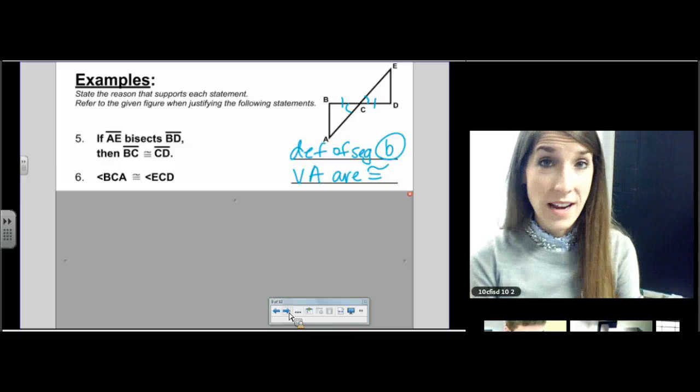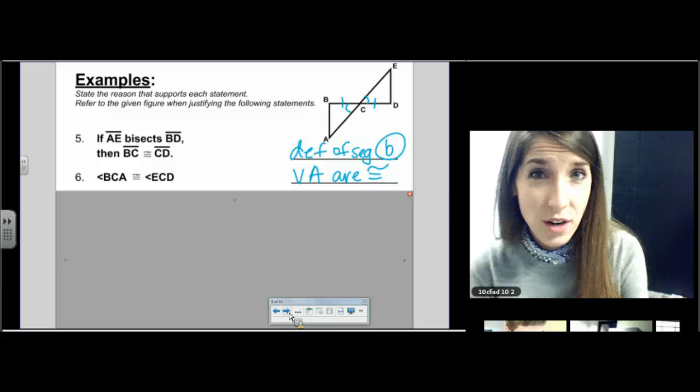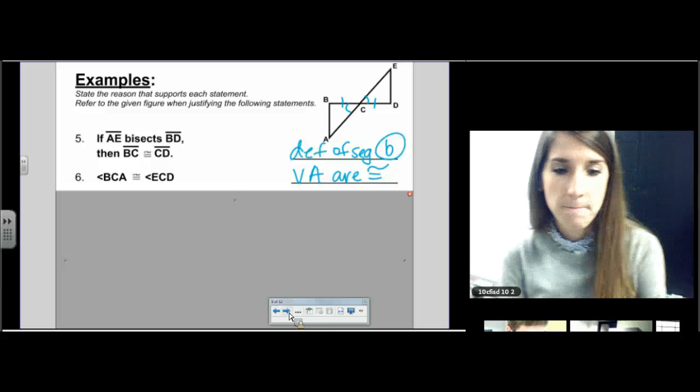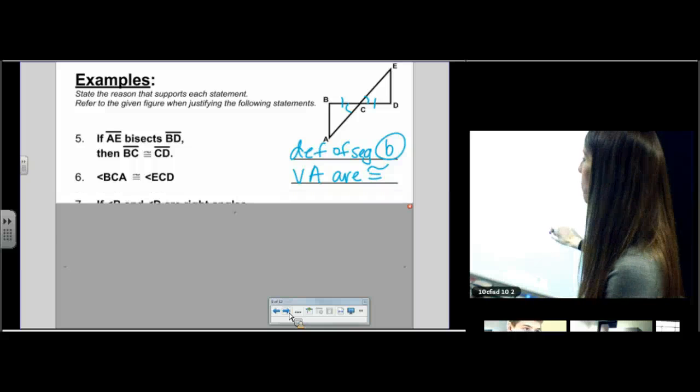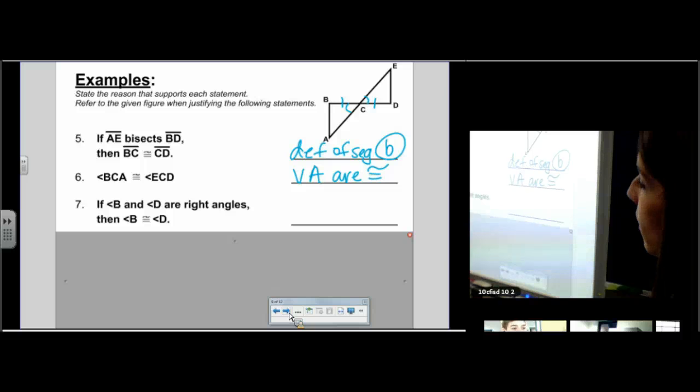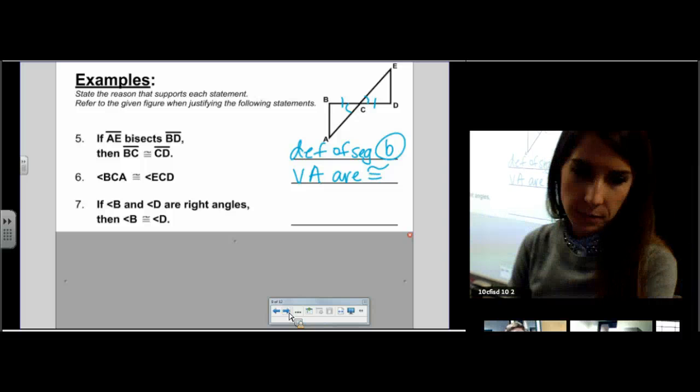Here's what you don't write. You don't write definition of vertical angles. We even cross that one out. I don't even want you to write it, okay? We got proof, that's right. If angle B and angle D are right angles, then angle B is congruent to angle D.